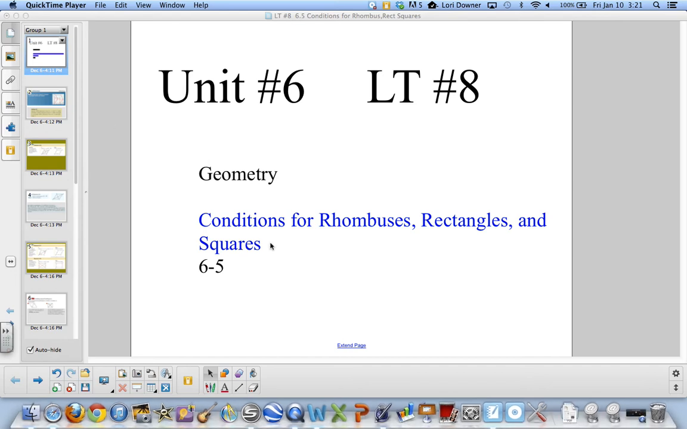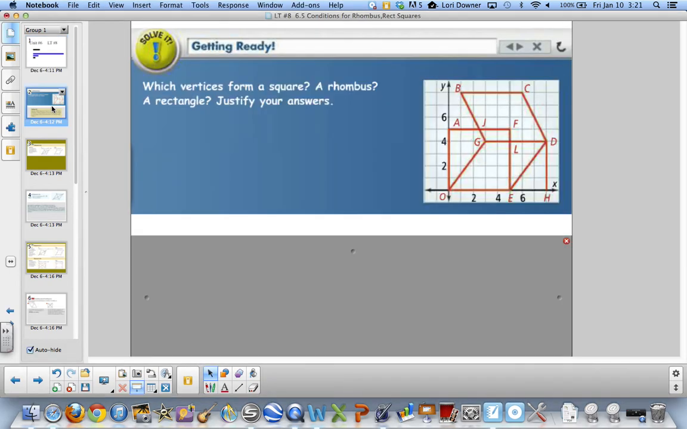This movie is for Unit 6, Learning Target 8. We're looking at conditions for rhombuses, rectangles, and squares. Which vertices form a square, a rhombus, or a rectangle? In order for us to justify our answers, we're going to need to know the properties of each of these shapes.